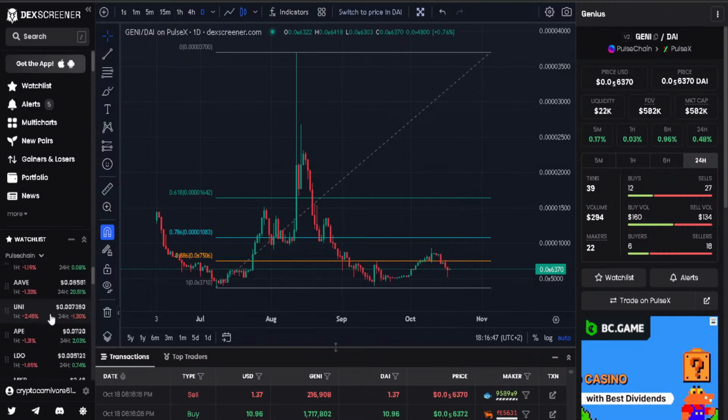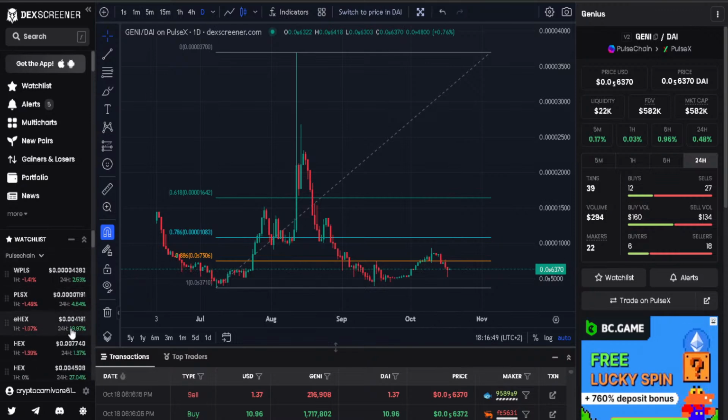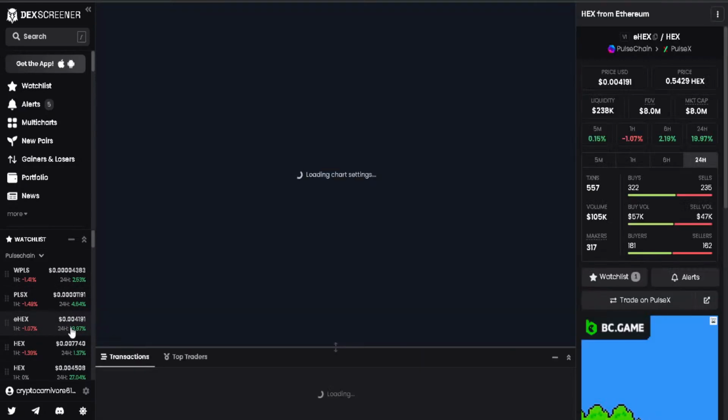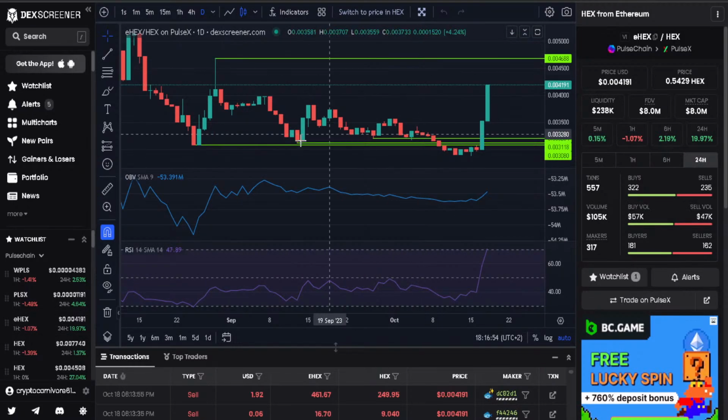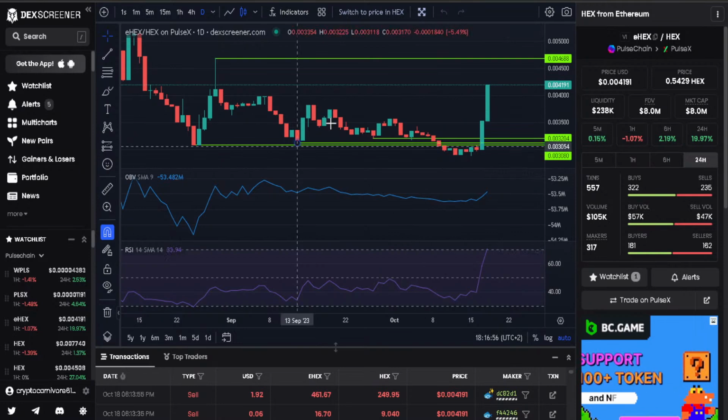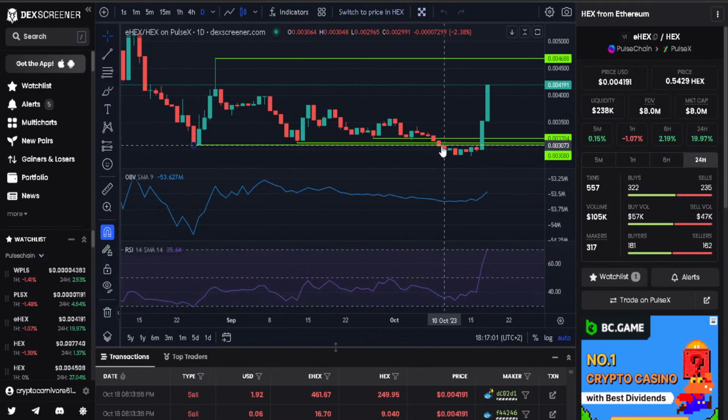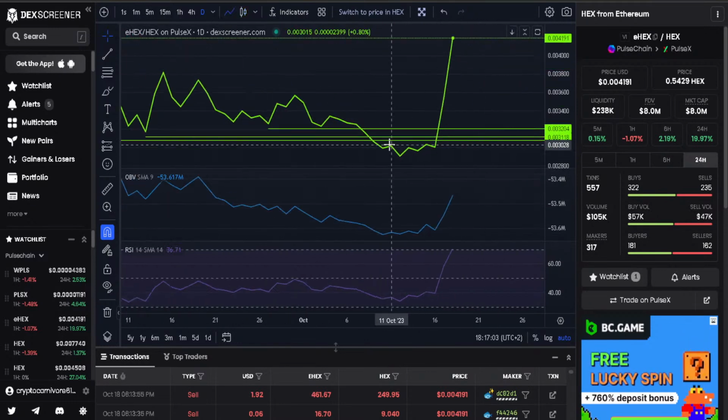Hex on both chains. Hex pumping up nicely today. Let's start. So this is EHEX trading on Pulse chain. It's broken all over these support levels. Created a small little W. You can see the little W here.